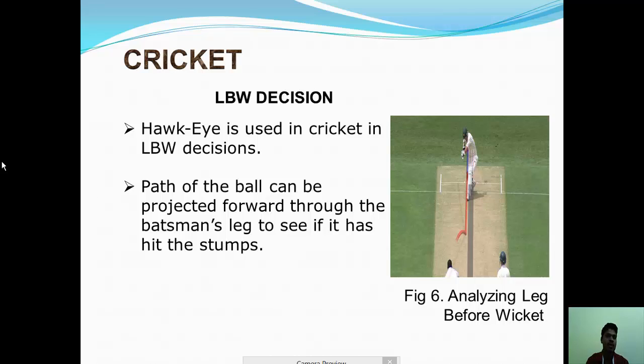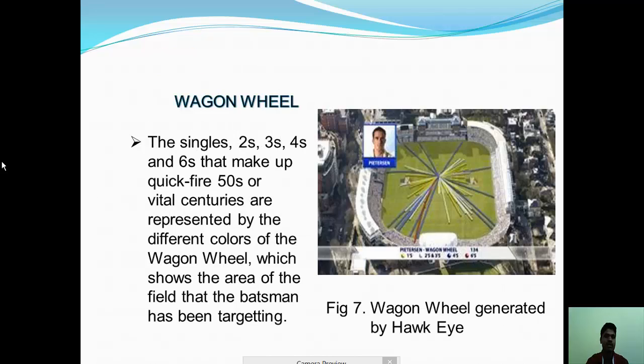And the path of the ball can be projected forward to the batsman's leg to see if it has hit the stumps or not. Wagon wheel. The wagon wheel represents the singles, doubles, triples, and the fours and sixes that are hit by a particular batsman or a team. It shows up in different colors. The different colors also represent the 50s and centuries hit by the different batsmen.